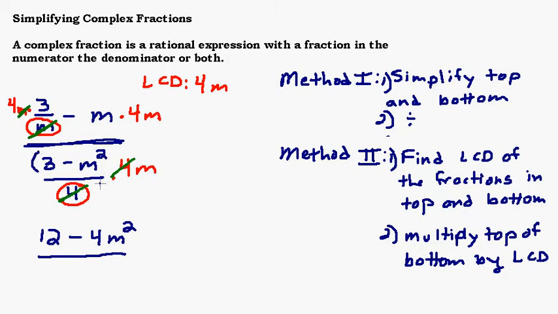This 3 minus m squared, that's a binomial. If we're going to times that by m, we'd have to distribute the m in there. But actually, what I'm going to suggest is that you just leave them factored. And I'll show you why here in a minute. So we're going to leave it like that.